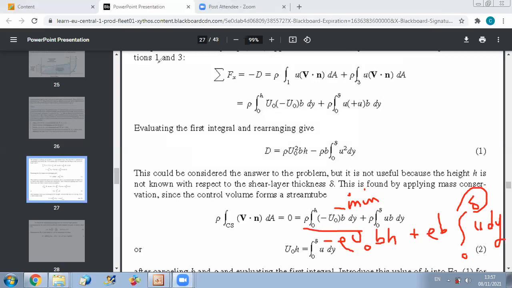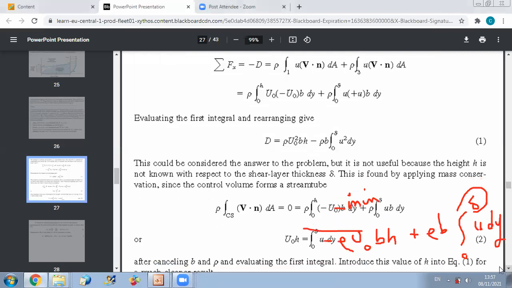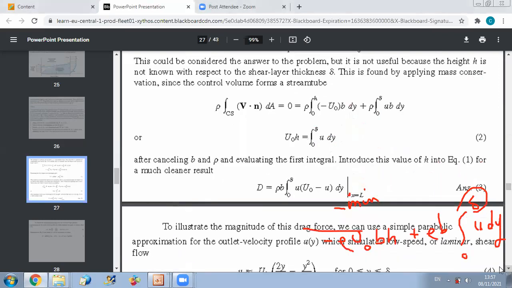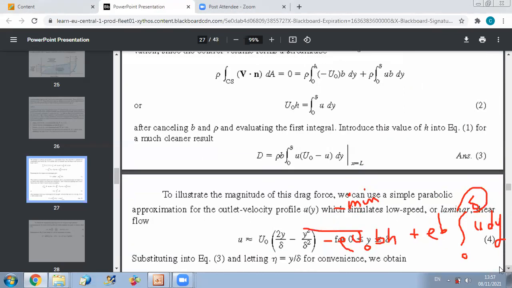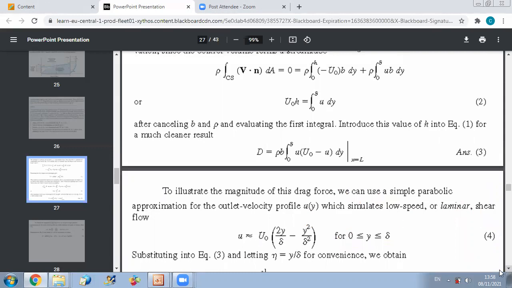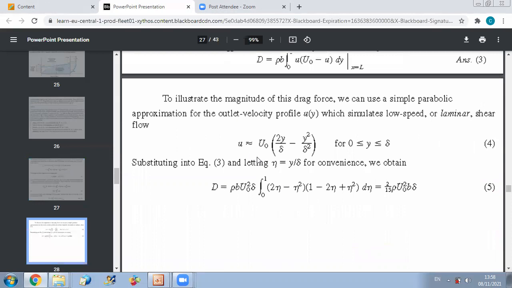Okay, so we cannot continue if they don't give us the profile. All we can do if they don't give us the profile is to stop here at this level. To be able to get a solution, they should give us the profile of U. This is what they did here. They said that U can be approximated by the following profile: U0 times 2y over delta minus y square over delta square. Okay, so now all we have to do is just to apply.